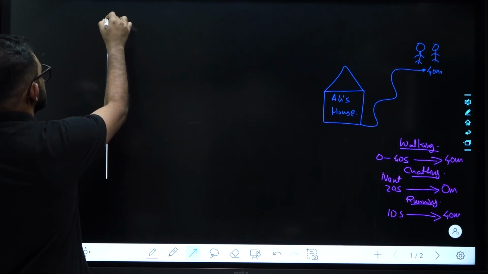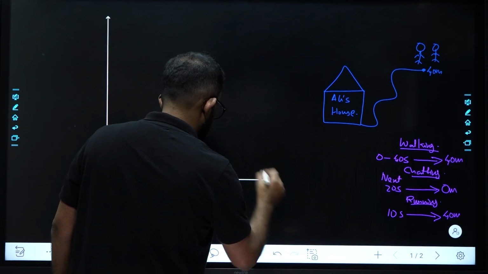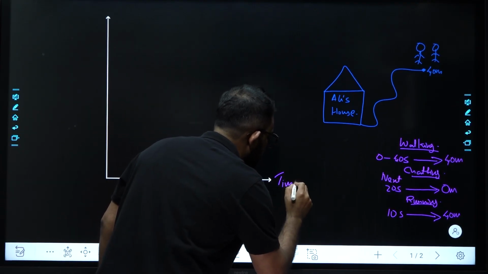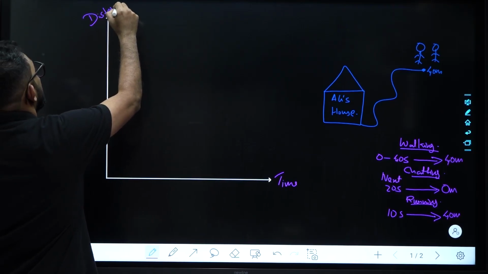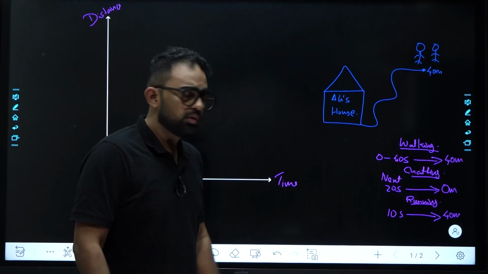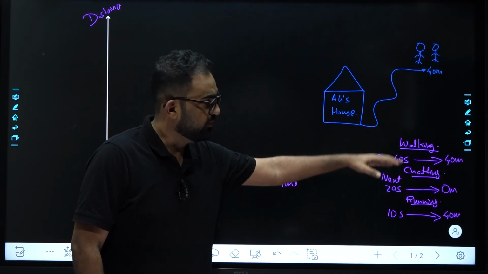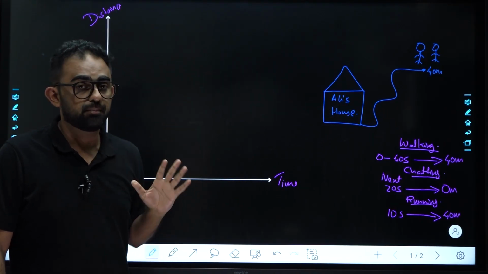Let's say this is our y-axis and this is our x-axis. On the x-axis, I am going to take the time taken by Ali, and on the y-axis, the distance covered by Ali. First of all, you have to plot the walking event, then the chatting event, then the running event. Before plotting the walking event, we have to plot the initial position of Ali.